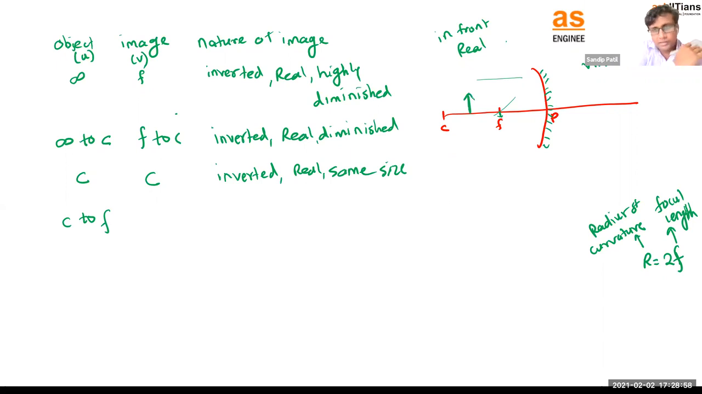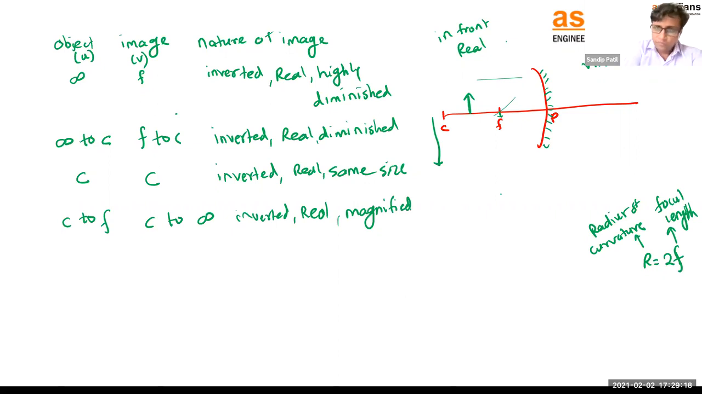Now, consider if you keep the object from C to F, somewhere here. We know the image runs away, from the center of curvature to infinity. The image will be like this. It is again inverted, in front of the mirror, so it is real. And now you can see it is a magnified image.